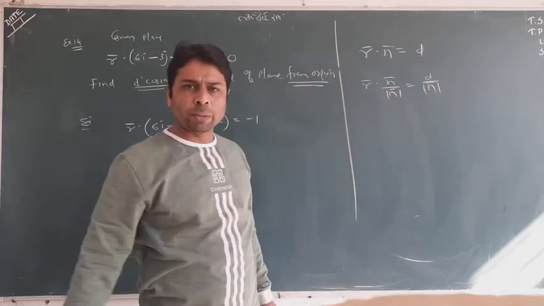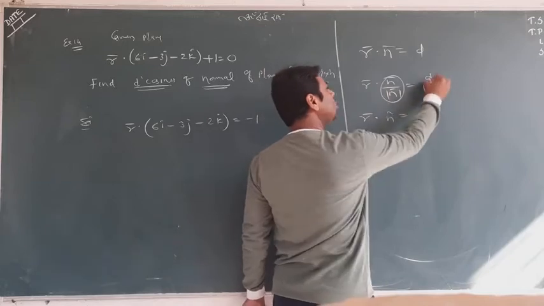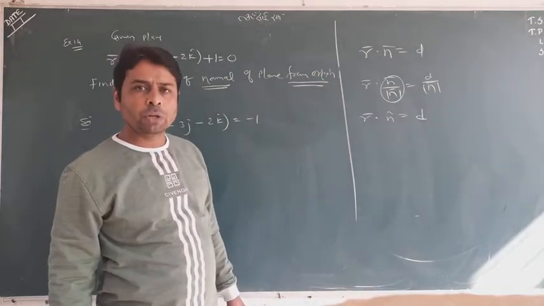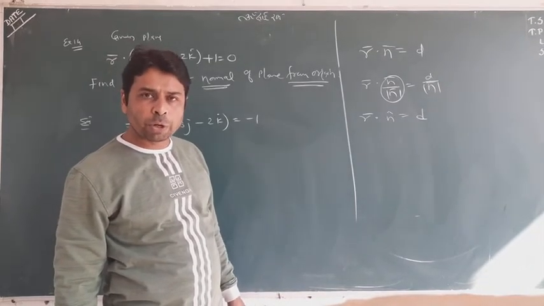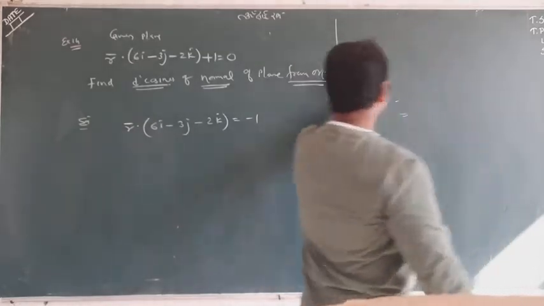You divide by mod n on both sides. You know what will happen? This is going to be n cap, and this is going to be your particular number d. D means the perpendicular distance of the plane from the origin point, because you converted that equation into normal form. So this is the way you would do the same here.